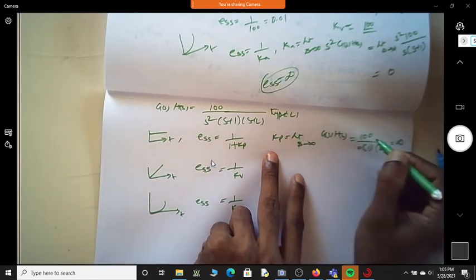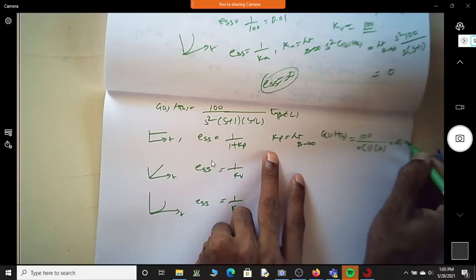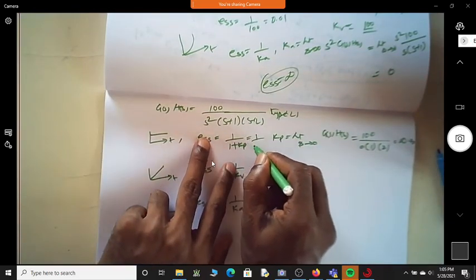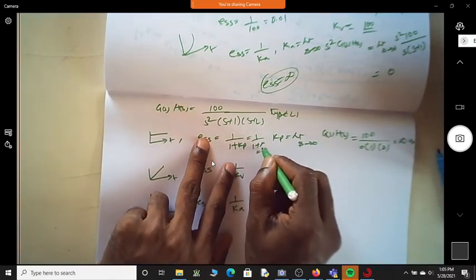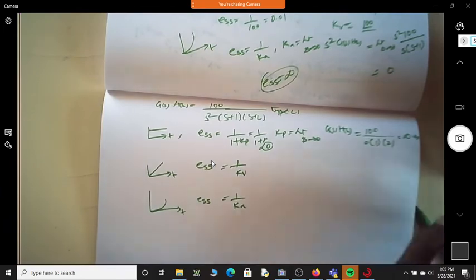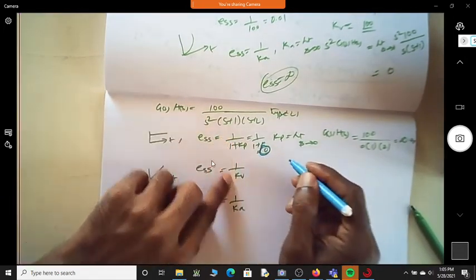This is what Kp is. Then what is ESS? This will become 1 over 1 plus infinity, which will become 0. So this is 0.